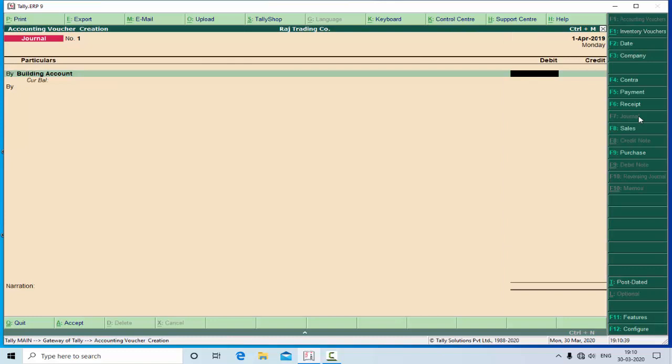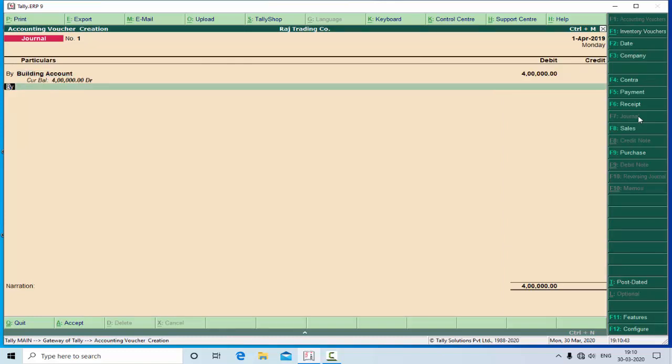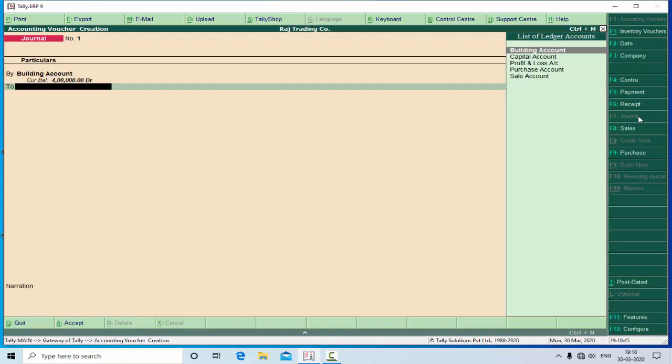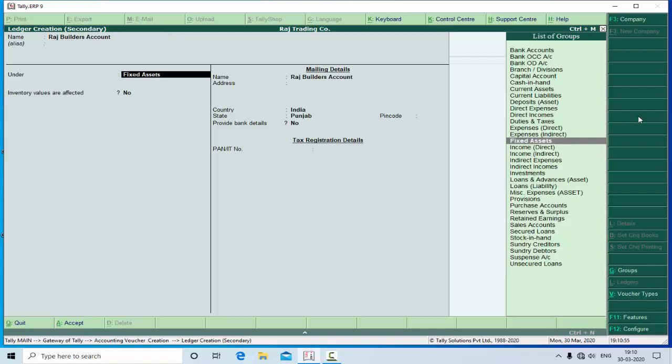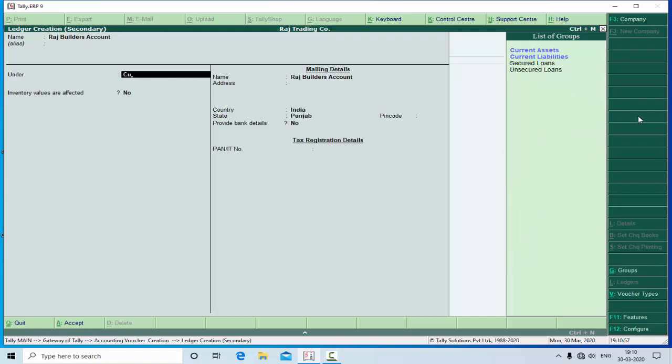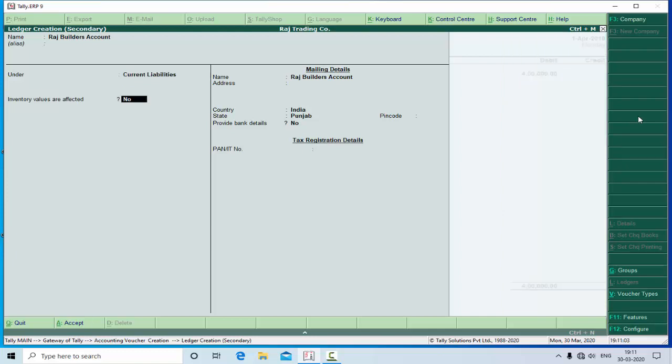And enter the amount of purchase of 4 lakh building. To create the account of the Raj Builders from whom we have purchased this building, under the current liability, you can use the current liability because this is our liability. I have to make that payment to this Raj Builder in future.